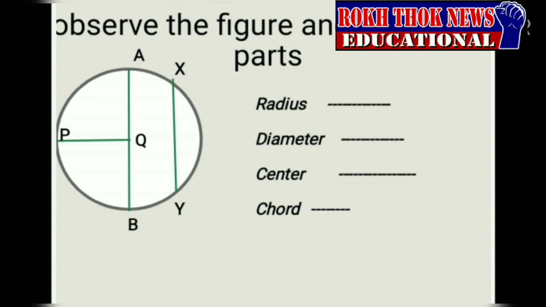Now students, in this slide, this is the question for you. Observe the figure and name the parts. Now first is radius, second diameter, third center and fourth chord. Now first, radius. Can you tell me which is the radius on the circle? Yes, P and Q. This is the radius of the circle. Next is diameter. Where is the diameter on the circle? Line A and B is the diameter of the circle.